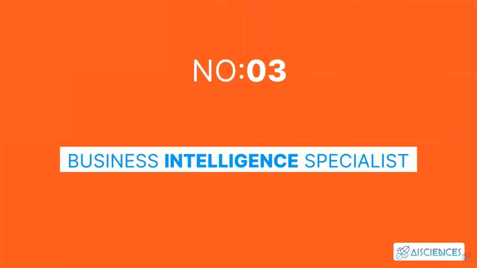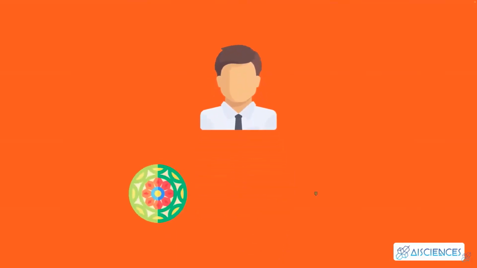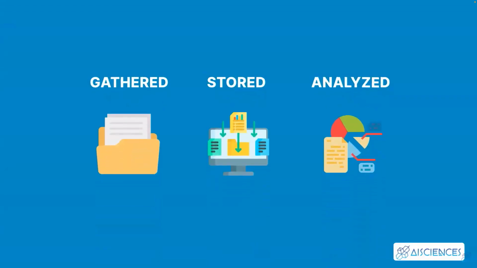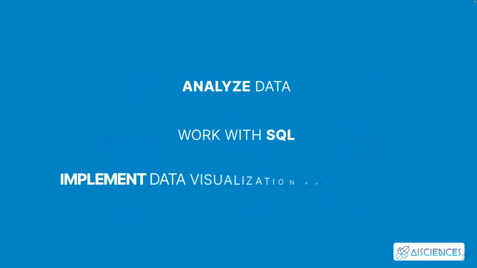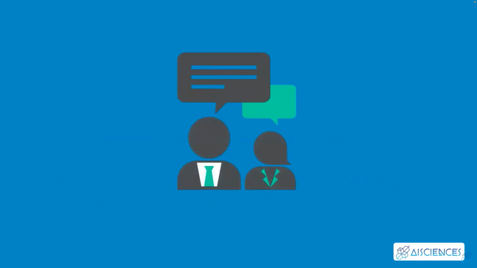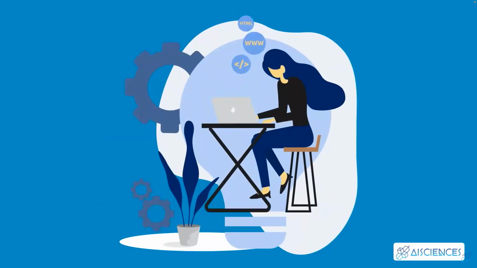Number 3, business intelligence specialist. As a business intelligence specialist, your primary responsibility is to find patterns and insights in your company and industry data. You ensure data is being gathered, stored, and analyzed in the correct way. You analyze data, work with SQL, and implement data visualization and modeling. You communicate your results to other executives at your company. You develop new analytical techniques and models to standardize data collection at your company.